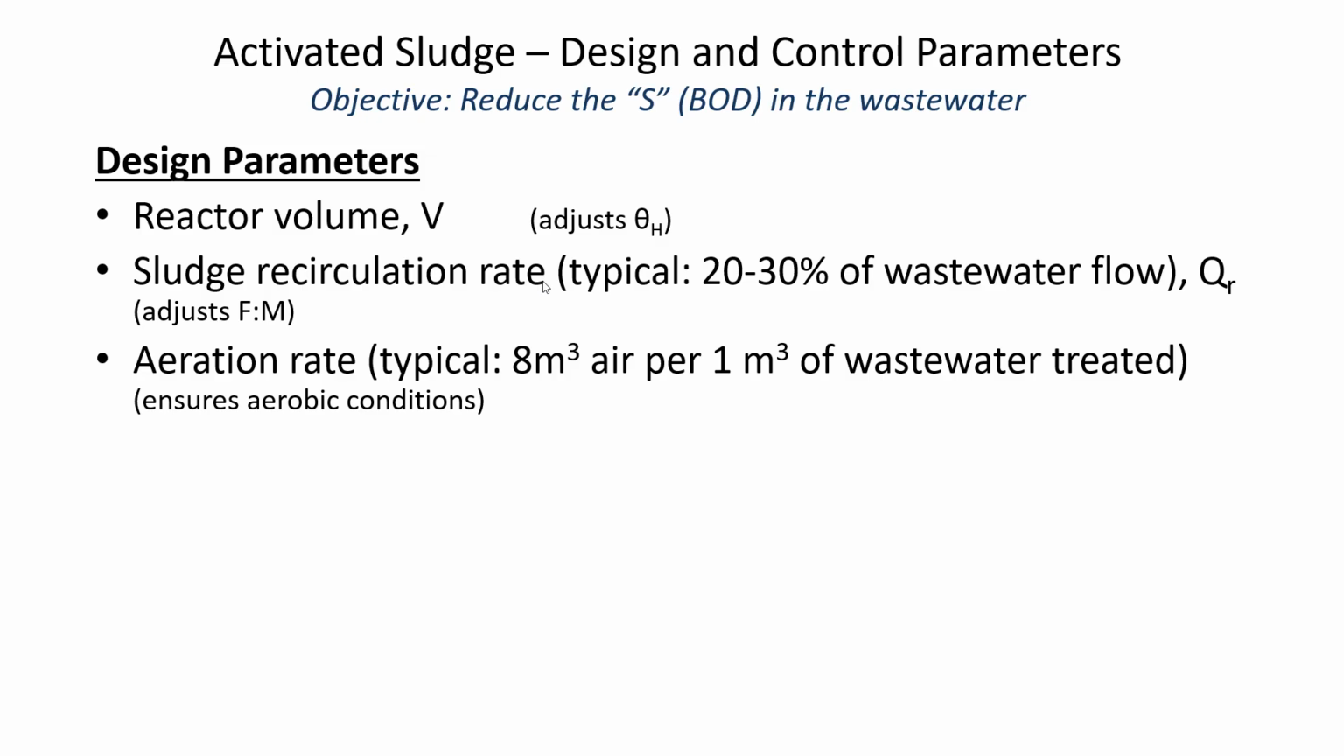We also care about how much air we are putting into the aeration basin, and so a typical rule of thumb would be that for every cubic meter of wastewater that you're treating, you're going to need 8 cubic meters of air to be blown into the aeration basin to ensure aerobic conditions and make sure that the microorganisms have the oxygen that they need to break down the BOD. Because the microorganisms are consuming two things. They're consuming BOD, but they're also consuming oxygen. So we have to provide both.